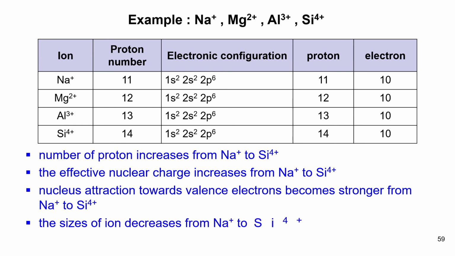The size of the ion decreases from sodium to silicon 4 plus. So this is the size: sodium is the biggest, then magnesium, followed by aluminium and silicon. So this is for the isoelectronic series.